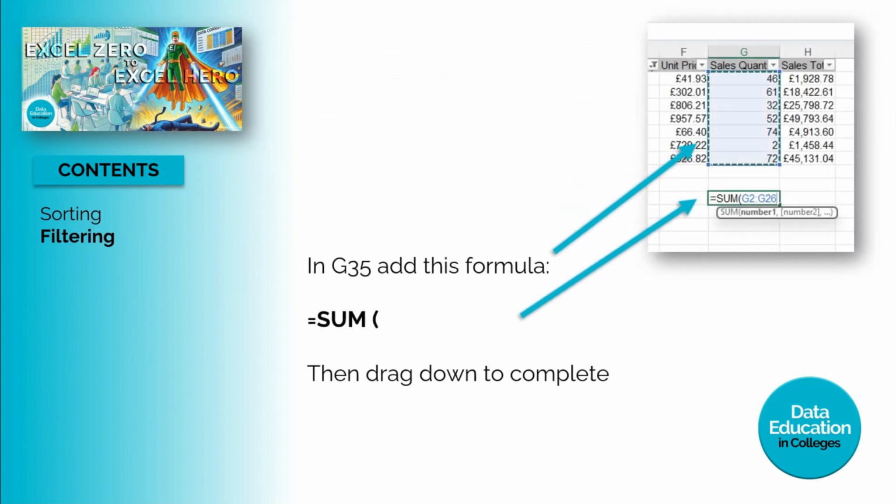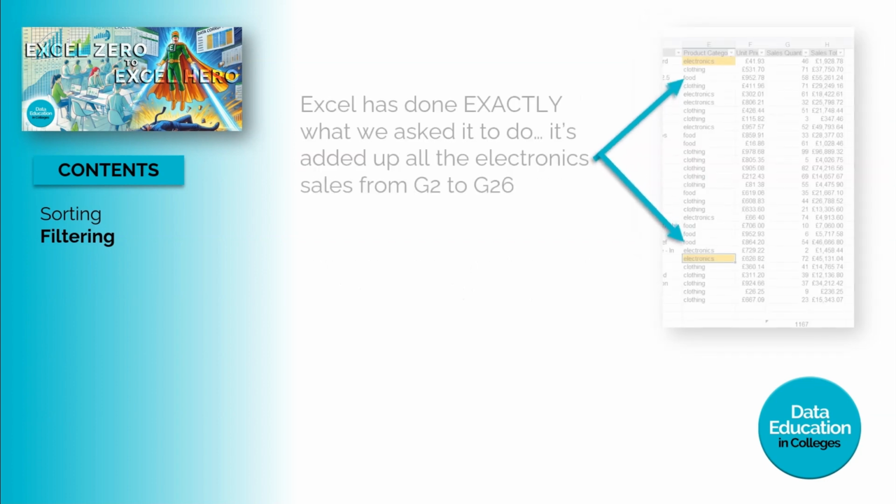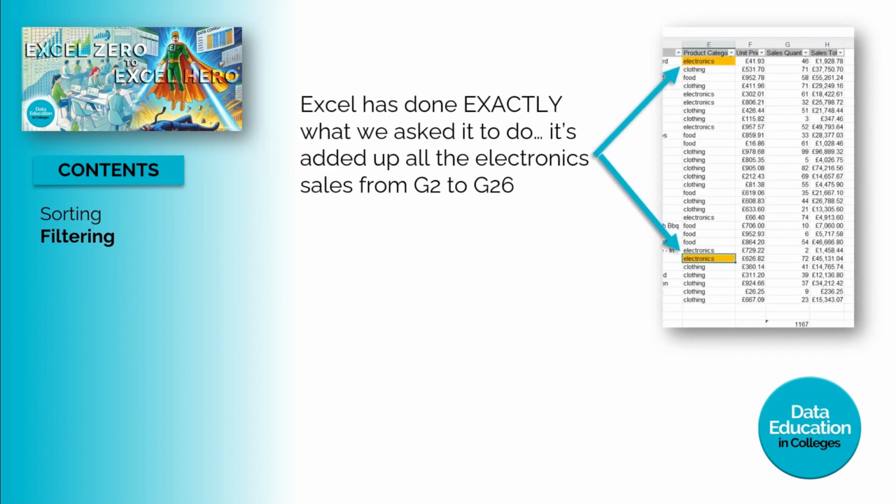So in G5, add this formula: equals SUM, and then drag down to complete the formula. So if you're working it out, all those numbers add up to 339. But Excel's trying to tell us it's 1167. Excel's just done what we've asked it to do. It's added up all the electronics from G2 to G26.